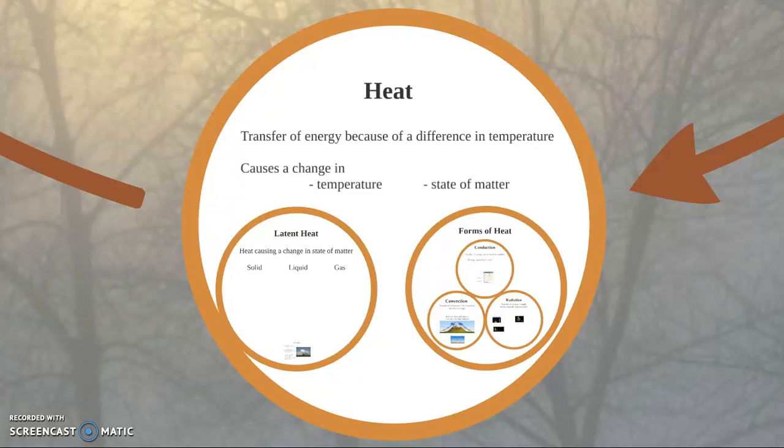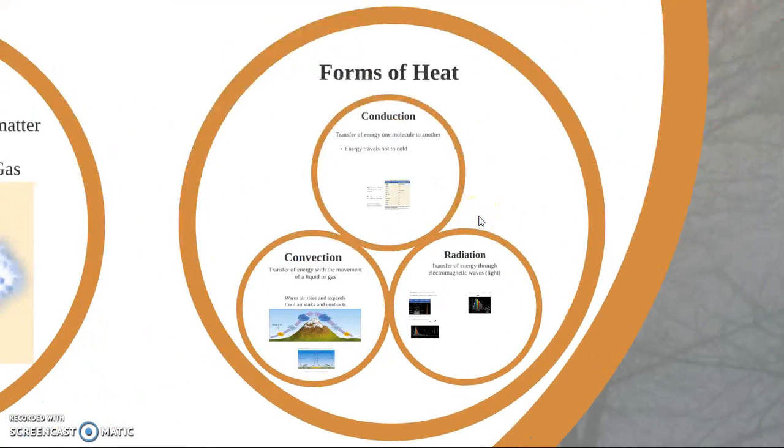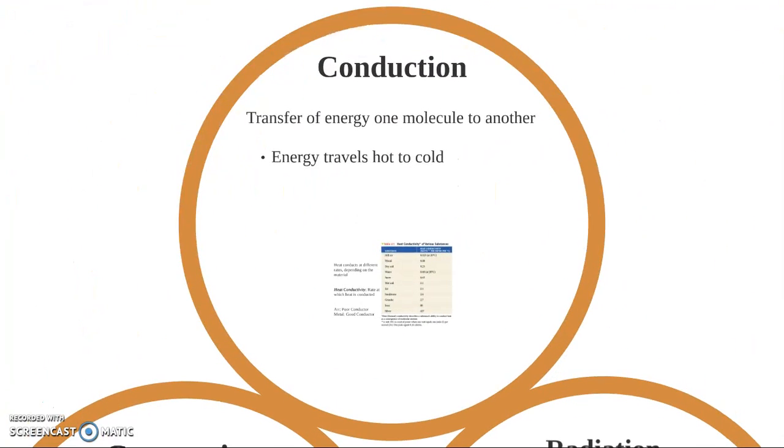This video, we are going to address changes in temperature with heat. There are three ways that heat is transferred, resulting in a change in temperature. The first form is conduction, the second is convection, and the third is radiation. We'll start off with conduction, which is quite simple.